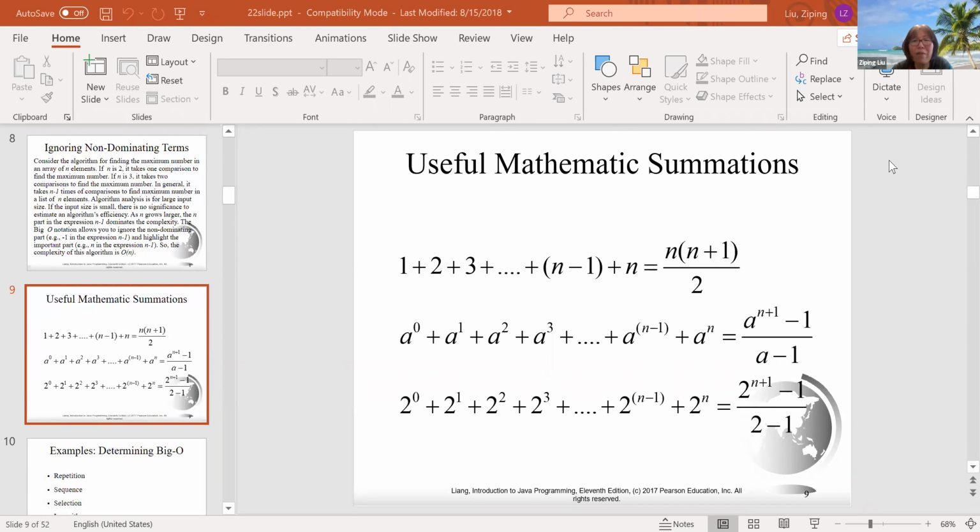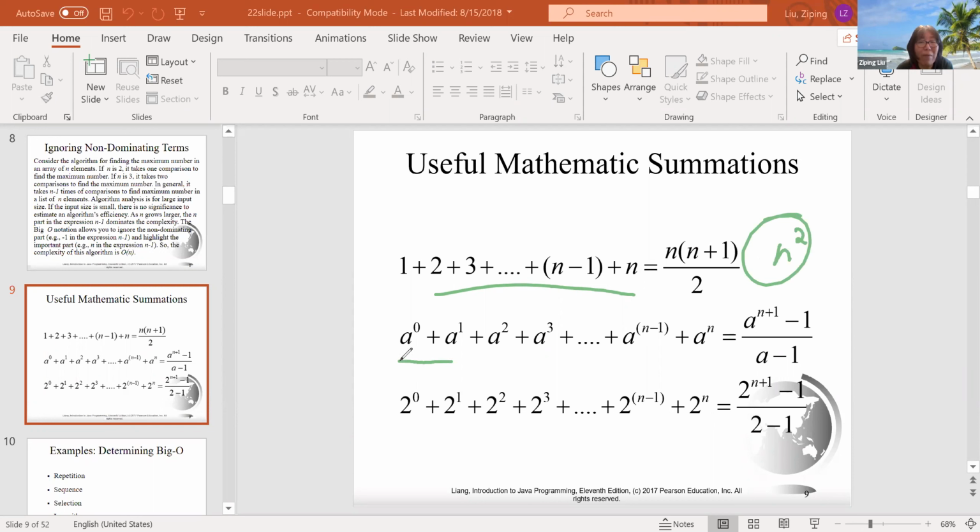Here I also gave some useful math summations. This is the Gauss number, though maybe we shouldn't call it that. He found the best way to calculate it. This is n times n plus 1 divided by 2. Anyway, it's n squared. That's what we care about.